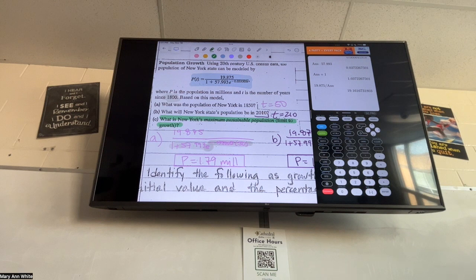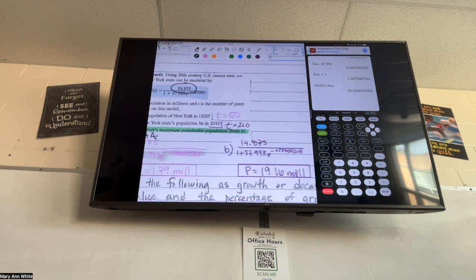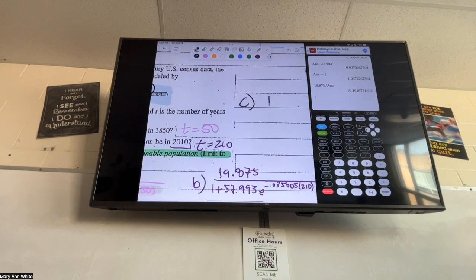Remember I told you that this is a logistic function, which means that it's modeled after two horizontal asymptotes. What is my horizontal asymptote here? It's 0 and 19. Good, that numerator. So I have no work to do here for my limit to growth. Letter C is just that, 19.875 million.